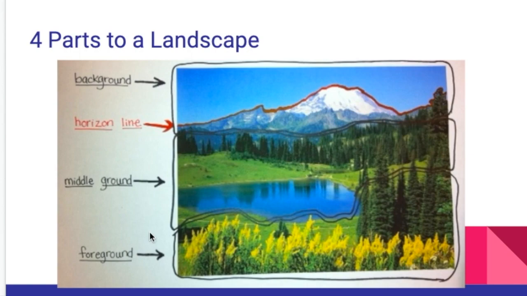Okay, so again, the four parts of the landscape are the foreground. It's always at the bottom of the page because it's all the way in the front. The middle ground, it's always in the middle of the page because it's in the middle. And the background's all the way at the top because it's all the way in the back of the picture. And lastly, the horizon line. The horizon line always follows the line where the land meets the sky. It's not always straight.